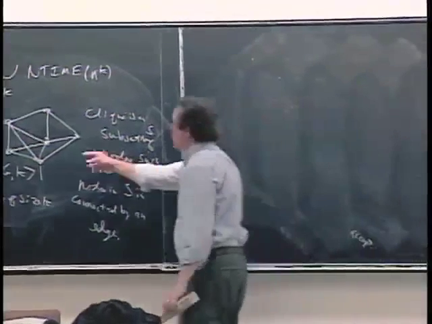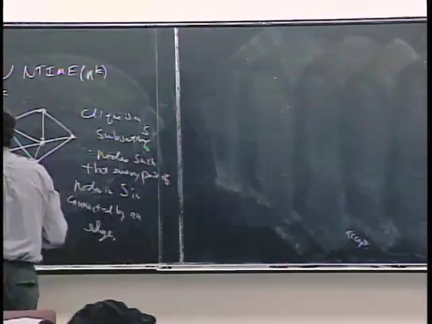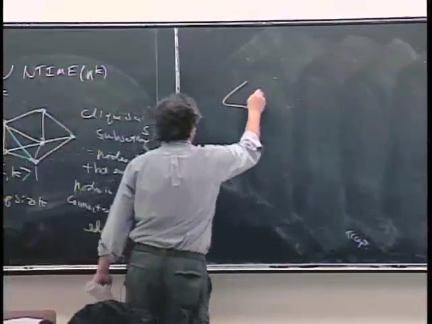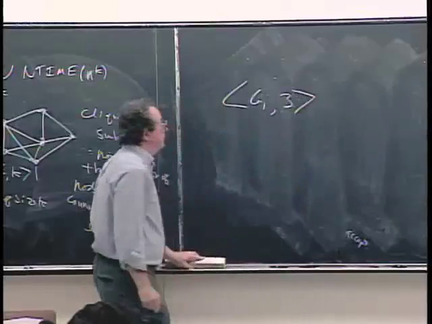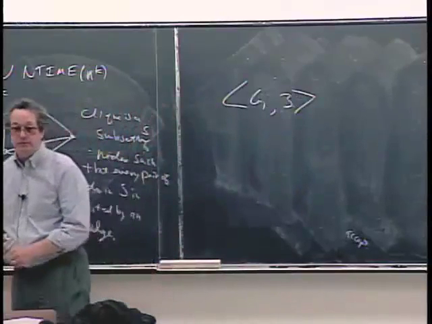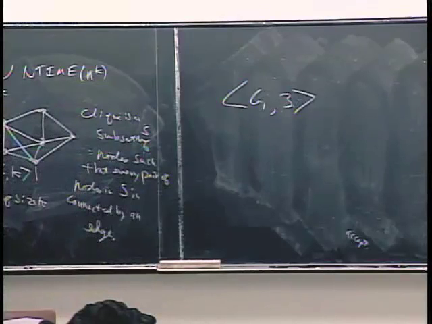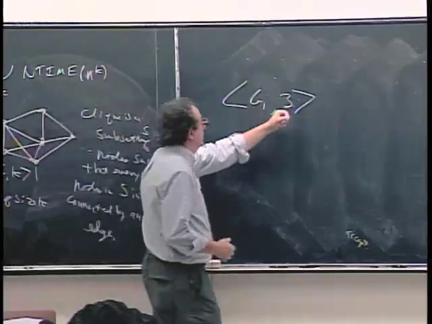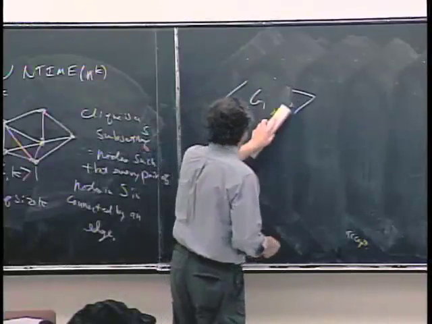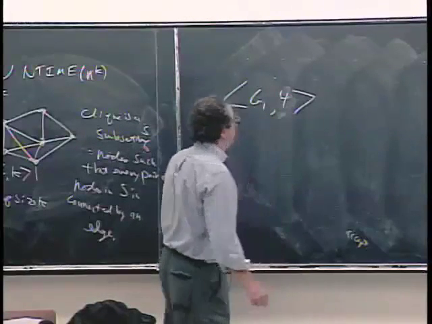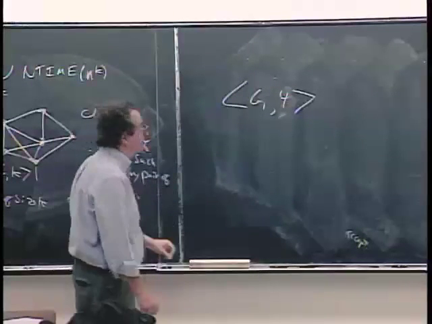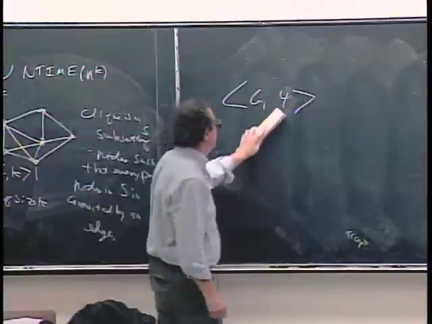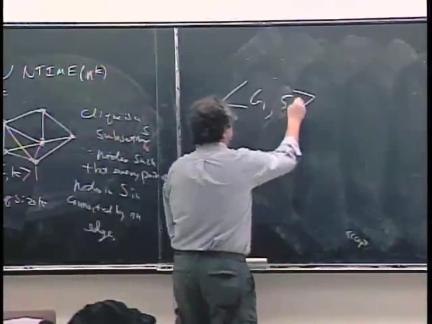So let's take this graph, call it G1. If I have input G1, 3, is that in the language Clique? Yes, it is, because this graph G1 has a clique of size 3. Also, G1, 4, the way I've modified it, so it has these edges, that's also in the language Clique. What about G1, 5?